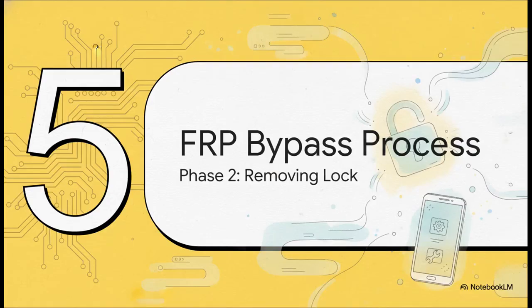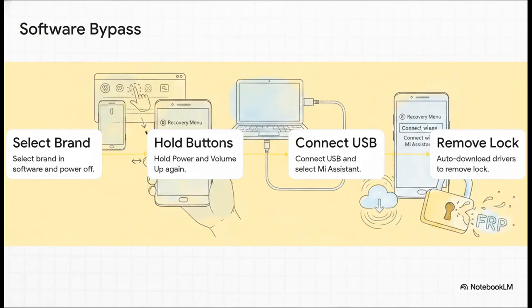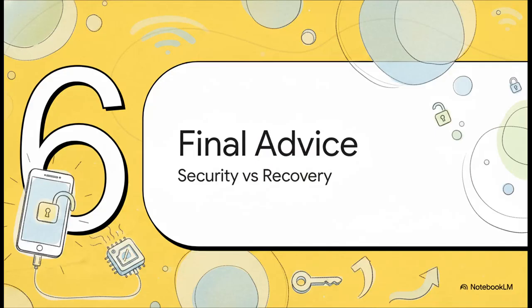Step 5. The FRP bypass process. Welcome to phase 2, where we bring the software intervention back into play. Back on your PC, select Remove Google FRP Lock and choose your device brand. Again, Xiaomi in this case. Power off the phone and hold power and volume up to enter that recovery menu one more time. But this time, select Connect with Mi Assistant. And here is the absolutely critical link. Plug the smartphone into your PC using a USB cable. The software recognizes the device, automatically injects the necessary drivers, and bypasses the FRP lock in mere moments. It's that seamless.